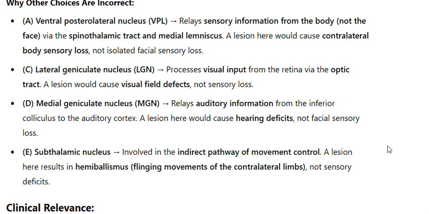D. Medial geniculate nucleus, MGN, relays auditory information from the inferior colliculus to the auditory cortex. A lesion here would cause hearing deficits, not facial sensory loss. E. Subthalamic nucleus, involved in the indirect pathway of movement control. A lesion here results in hemiballismus, flinging movements of the contralateral limbs, not sensory deficits.